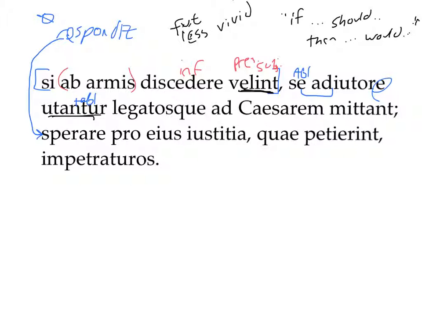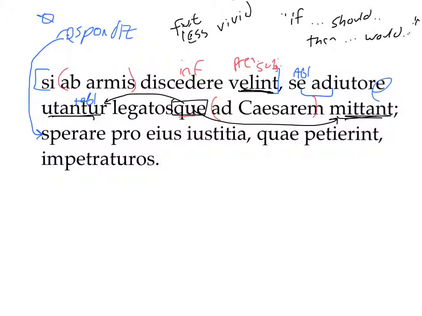Okay, so we have legatos quae. We're going to keep the sentence going with quae. Legatos is, of course, accusative. Ad Caesarem, another accusative, but with a preposition this time. And then mittant, another subjunctive verb. Keep that in mind. So this quae is connecting the utor and the mittant. Okay?